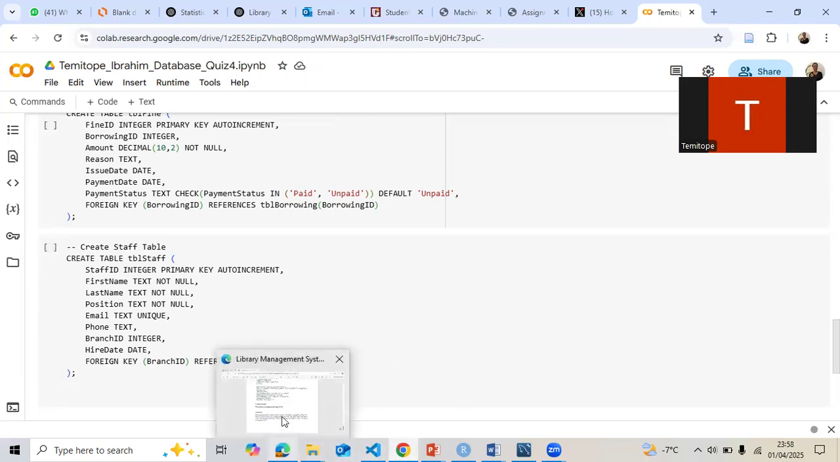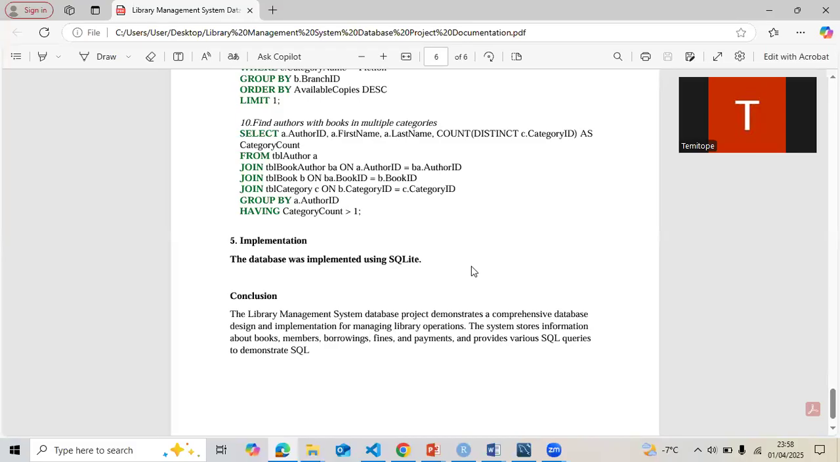Lastly, I will go back to my conclusion. The library management system project demonstrates a comprehensive database design and implementation for managing library operations. What are the library operations? Borrowing of books, and the system stores information about books, members, borrowing, fines, payments, and provides various SQL queries to demonstrate database management functions very well. So with this, the database can effectively track books, the availability of books, and penalties meted on defaulting members.